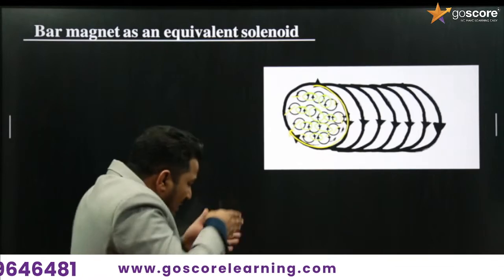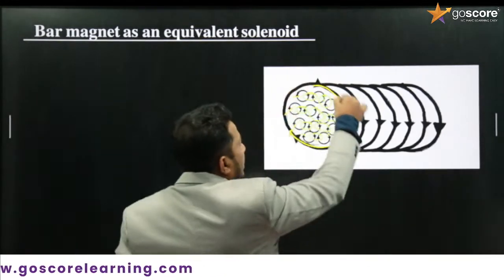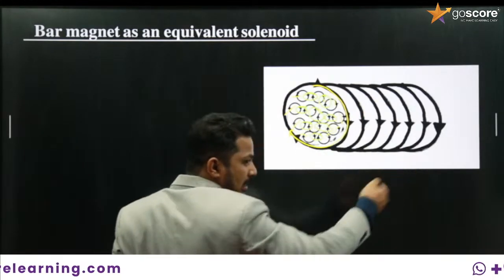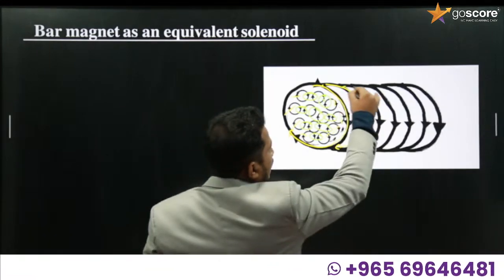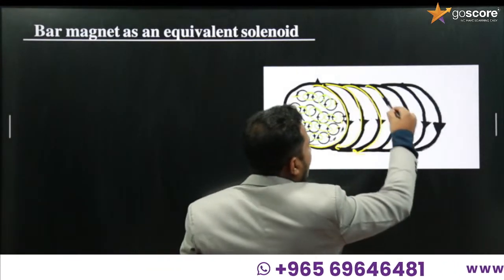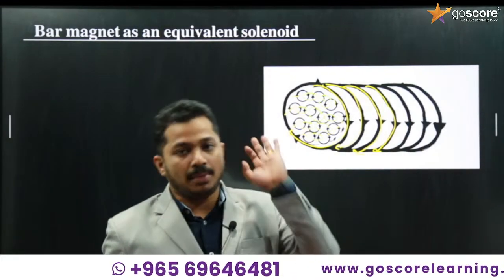Consider a small thin slice of a bar magnet. It will be creating a surface current. Next, adjacent to that, there will be another slice, and for that another current is there. Next slice, another current is there. Only surface current will exist in a bar magnet.